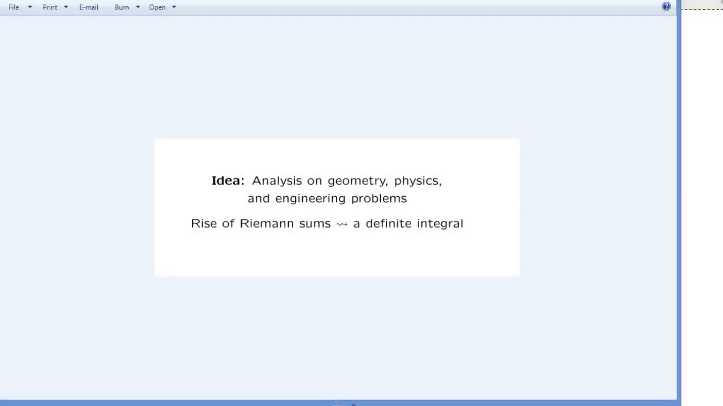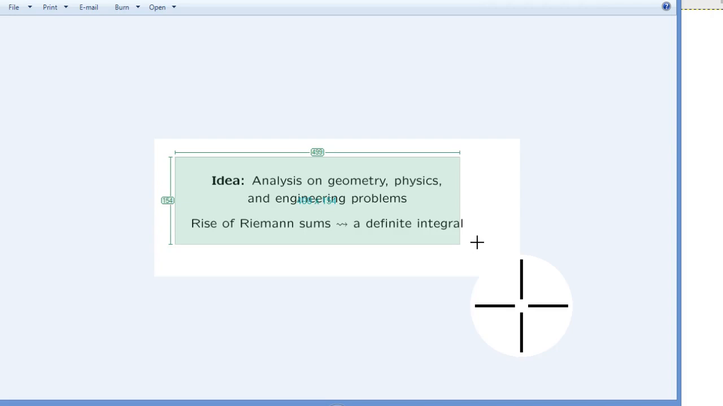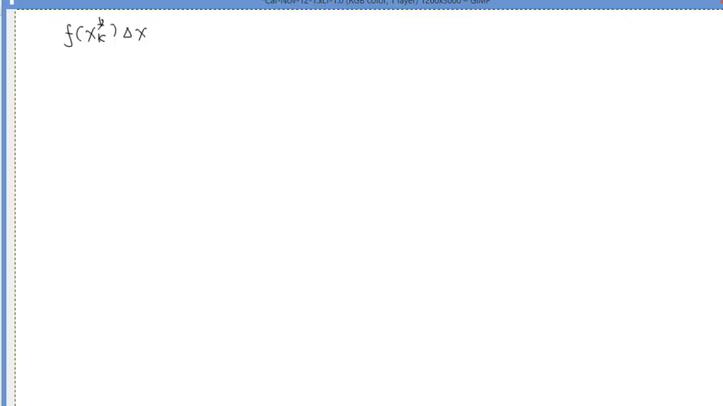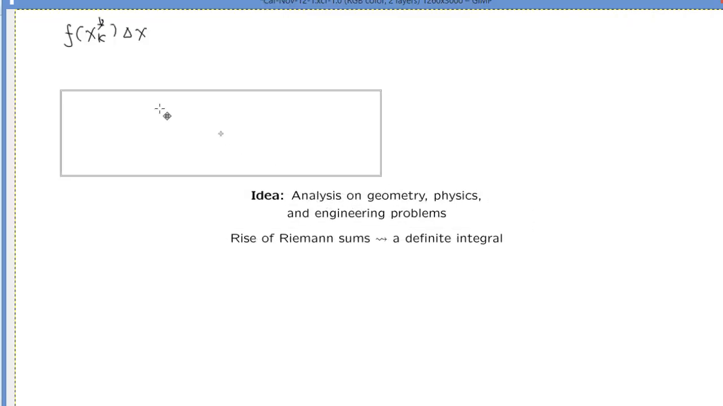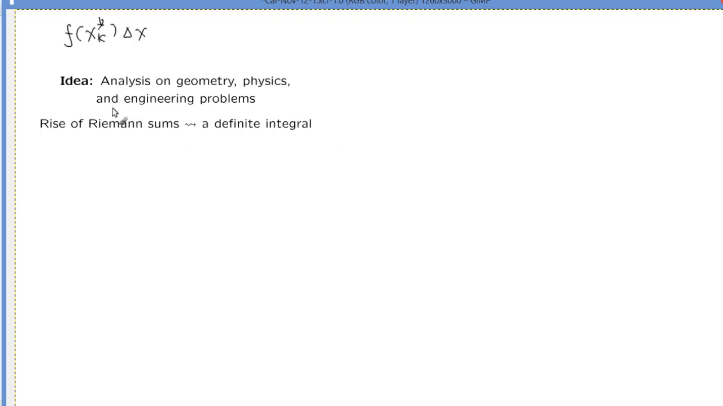Just a summary of what I just said there. If you analyze these geometry, physics, and engineering problems, you will see, after you formulate it, oh, that's a Riemann sum. And how do we solve the Riemann sum problem? Switch to a definite integral and use the fundamental theorem of calculus, even though this is not originally an area problem.